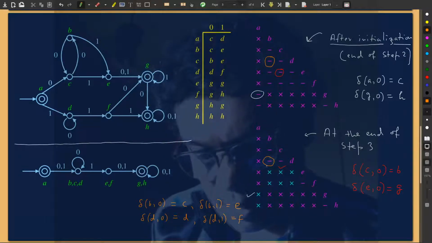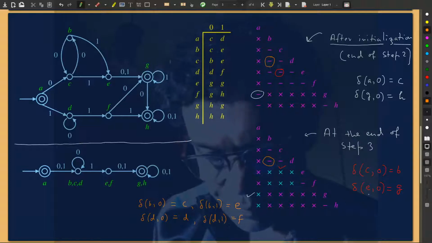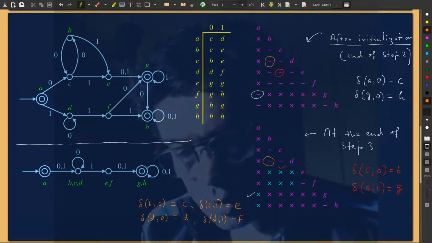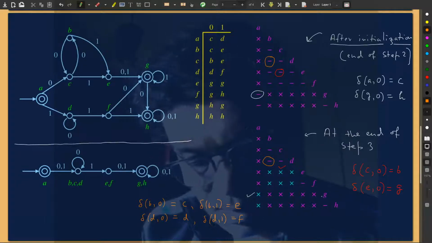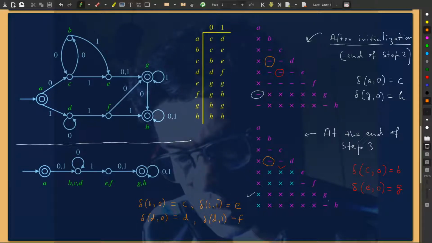I can no longer mark these pairs: BD, CD, BC, EF and GH. So that essentially stops the procedure. Now what does it say? The simple thing is that the GH pair is not marked. So G and H are equivalent.